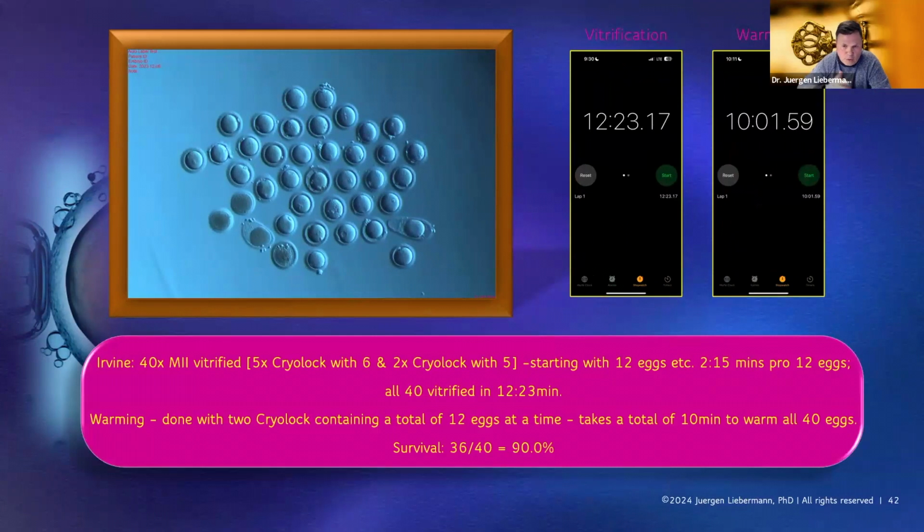And I also want to show you how efficient this protocol can be if you vitrify a large amount of eggs. In this case, I vitrified 40 eggs. I put 5 on a Cryologic and 6 on 2. And when I started vitrifying, it took me 12 minutes and 20 seconds to vitrify all these 40 oocytes. And we see the survival here, 4 didn't survive, so 36 out of 40. And I usually start with 12 eggs, 2 carriers with 6 each. And you see it took me roughly 10 minutes to thaw these 40 oocytes.